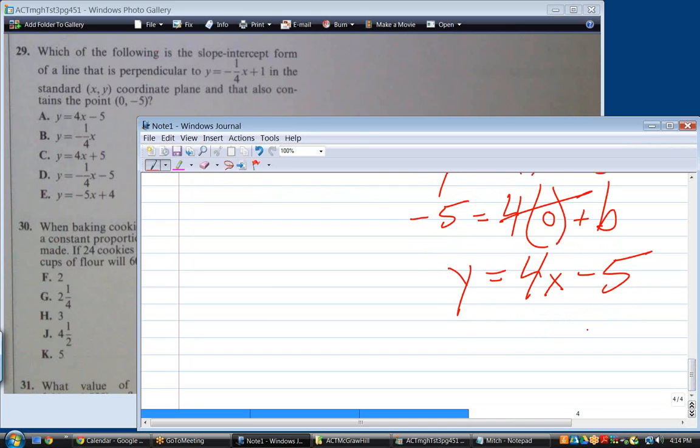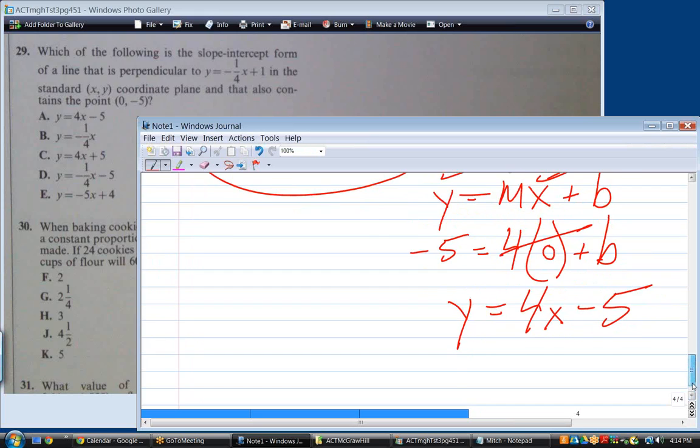But you have to know that if you are going to use y equals mx plus b format, then you can substitute for m, and you can substitute for x and y, the point that you know, and that only leaves one variable, meaning you'll be able to solve for b. And once you solve for b, you can put it back into its y equals mx plus b format.